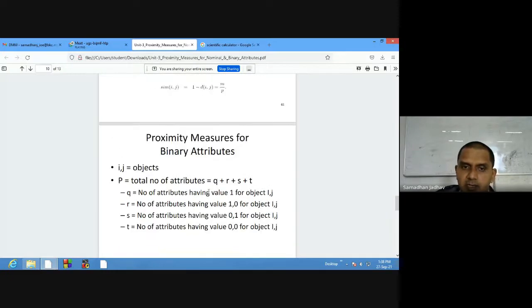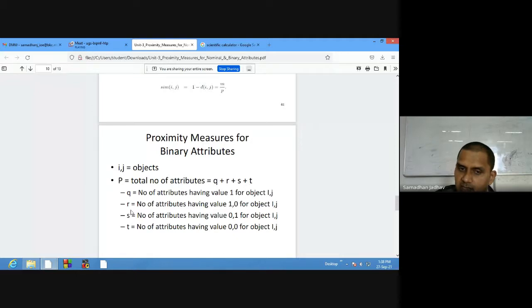What is the formula? See, Q. What is Q? Q is the number of attributes for which objects I and J both have value 1. Both object I and J have value 1 for how many attributes? So that is Q. Then for how many attributes do objects I and J have values 1 for I and 0 for J?